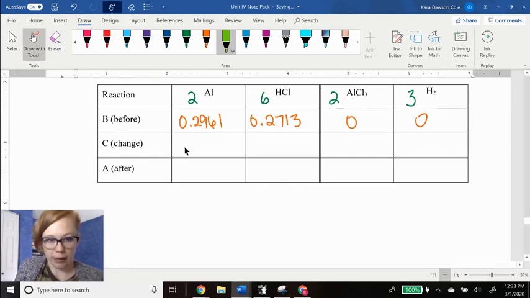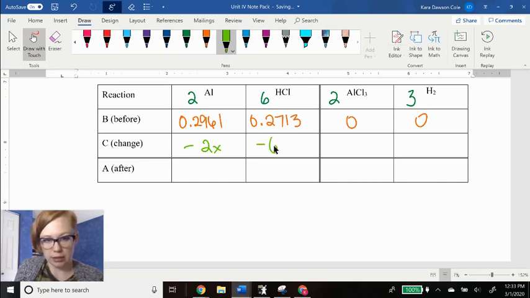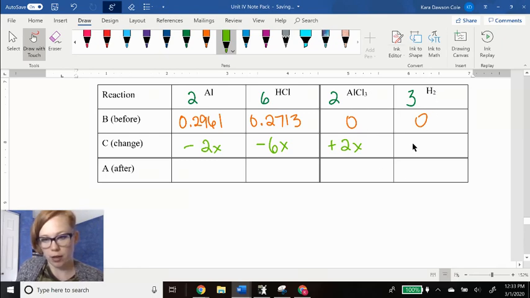So then I look at aluminum, right? I've got minus 2x for HCl. I'm going to do minus 6x. For AlCl3, I'm going to be plus 2x. And then for H2, I'm going to have plus 3x. All right, so that is my setup for the C.